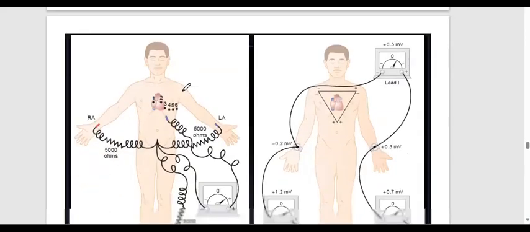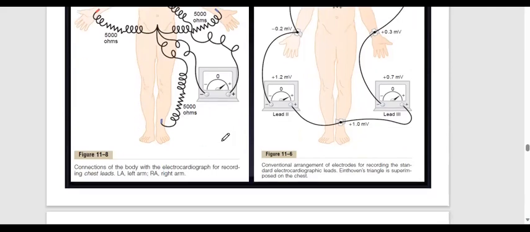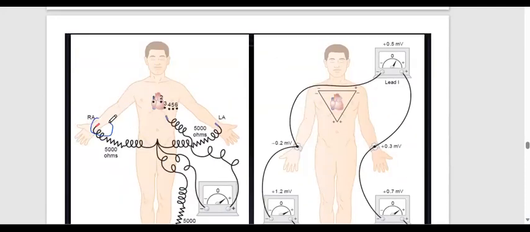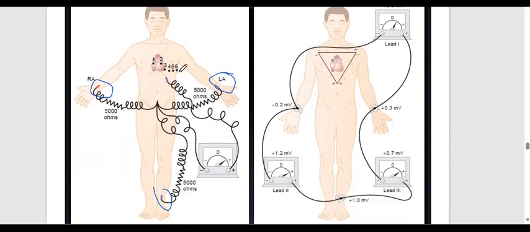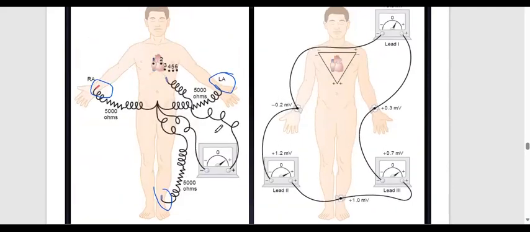So you can see, if you think of this as the ECG machine or conduction, there is one lead here, one lead here, one lead here, and another lead here. V1, V2, V3, V4, V5, V6. This is one way of connecting the body with the electrocardiogram, recording the chest leads.